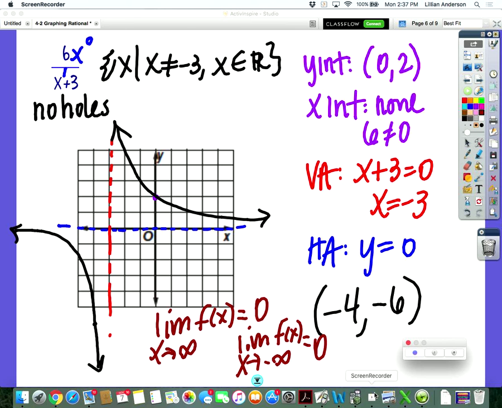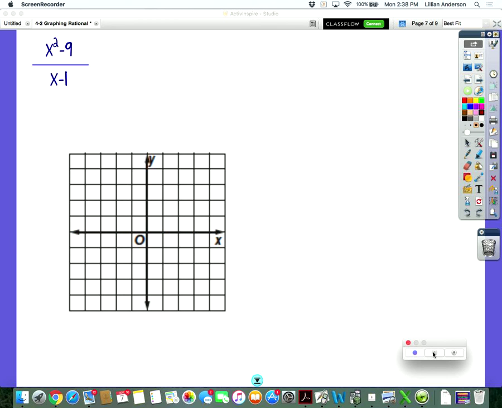Ready for the next one? Alright, here's the next one. X squared minus 9 over x minus 1. Find all the information and we'll come back together.